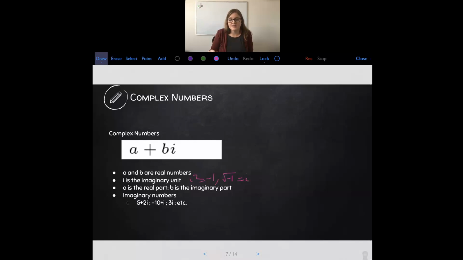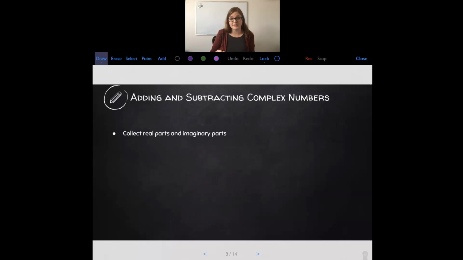Okay, and so some examples of imaginary numbers would be like 5 plus 2i, -10 plus i. 3i is an imaginary number. Sometimes this is called a pure imaginary number because there's no real part to that number. Okay, so we can do some arithmetic with complex numbers. So we will talk about adding and subtracting complex numbers. When you're doing this, you're collecting the real parts and the imaginary parts, similar to collecting like terms.